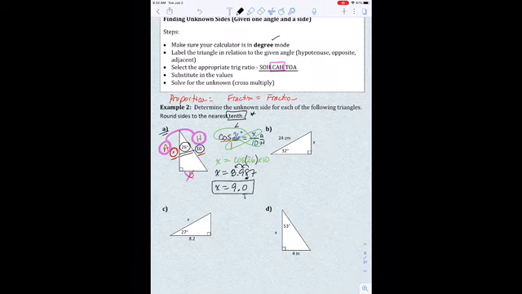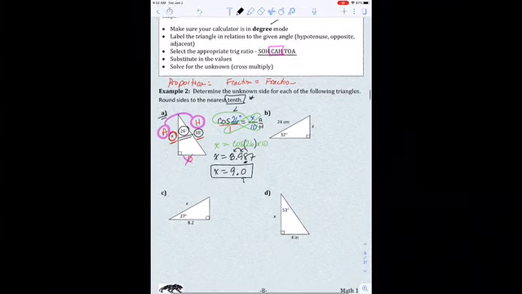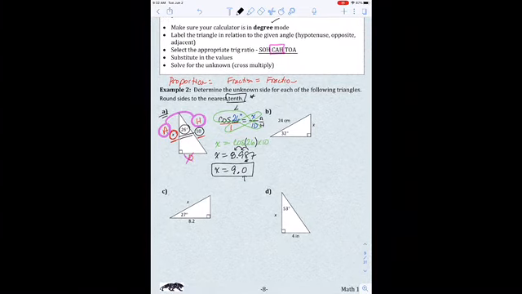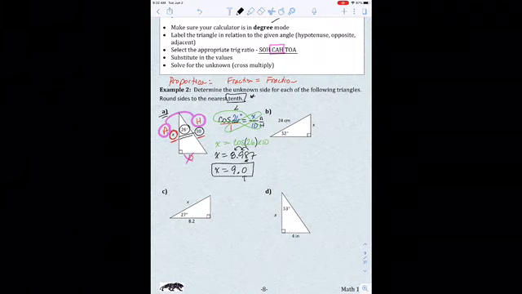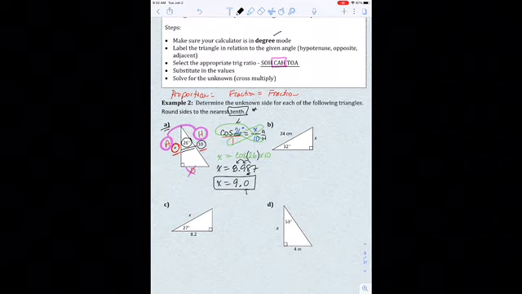Okay? Now, let's look at question B. I'd like to give you a chance to set these up. So why don't you set up and look and see. I want you to label the triangle and figure out what ratio you're going to use. Pause the video and do that now for questions B, C, and D.